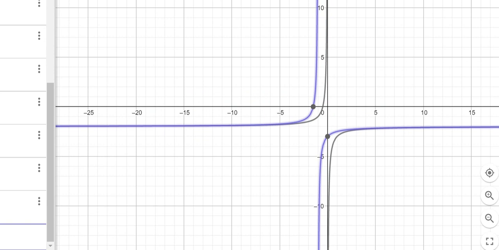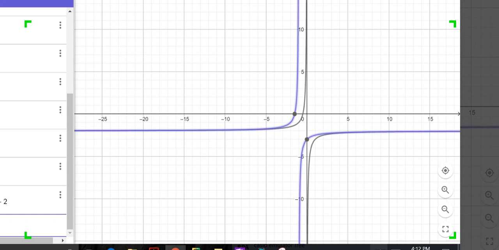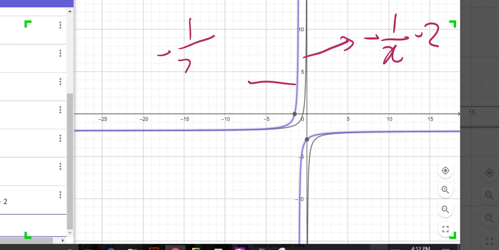This is what I want you to remember. My original is the purple. Sorry, my original is the gray. Let me write again. The gray is -1/x -2. And then I go to this one, -1/x +1 -2. So what's happening? I'm adding 1 on the bottom. So actually, it's doing what?